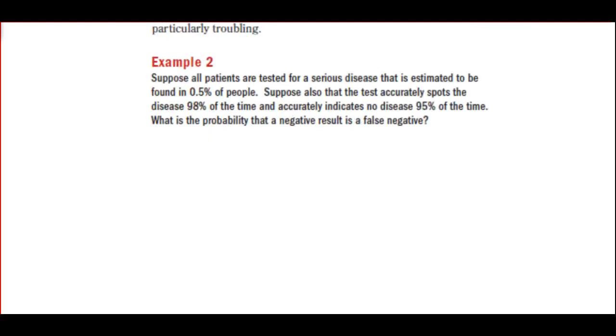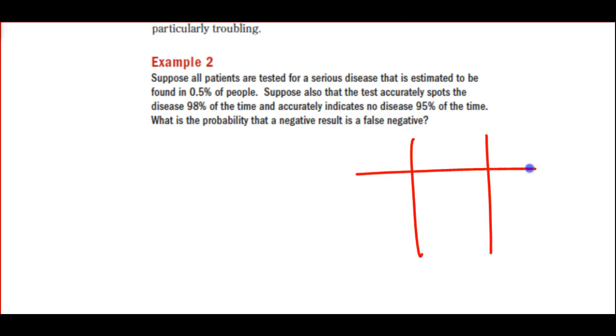Suppose all patients are tested for a serious disease, so we're just going to call that person sick, and it's estimated to be found in 0.5% of the people. Suppose also that the test accurately spots the disease 98% of the time, accurately indicates no disease 95% of the time. What is the probability that a negative result is a false negative? Again, let's do the chart first, and we'll write out some notes here as we go.